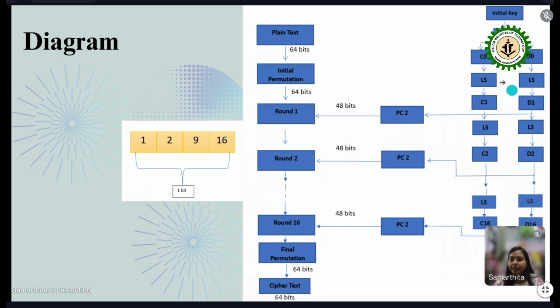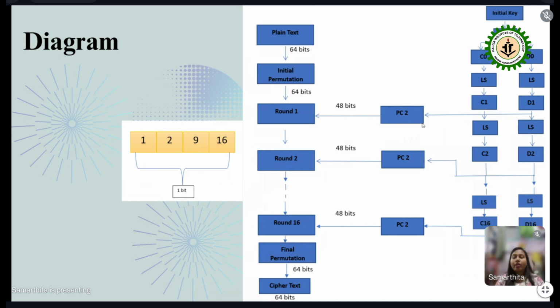Next, this will go under C1 and D1, and this goes under permuted choice 2. This is again a permutation and combination. Some bits we will be neglecting, and after that we will get 48 bits. Permuted choice 2 is like permutation compression, meaning we will be discarding some bits and compressing some bits.